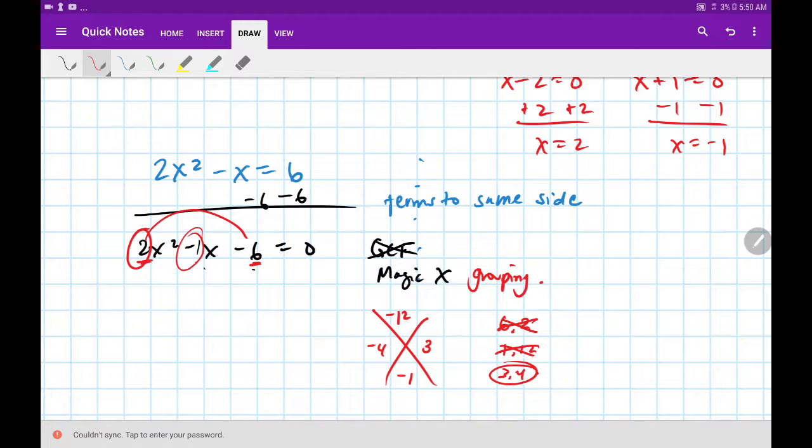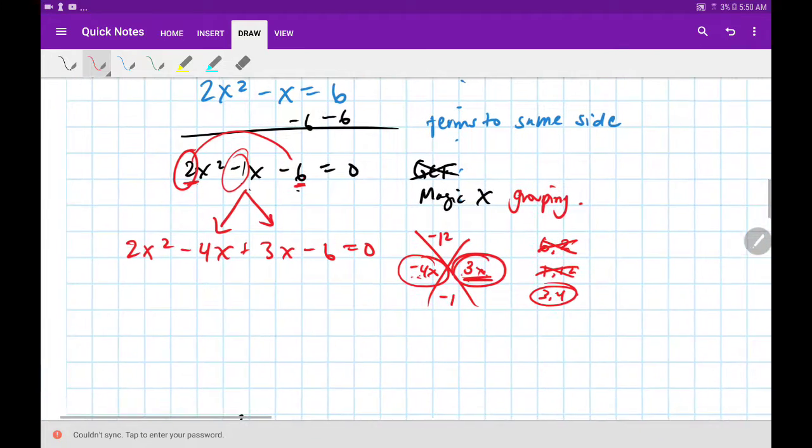So remember, the way the long way works is you have to split the middle term into those numbers that you got. So this is going to have an x next to it. This is going to have an x next to it. We only do this when doing the long way. So let's rewrite it. 2x squared minus 4x plus 3x minus 6 equals 0.